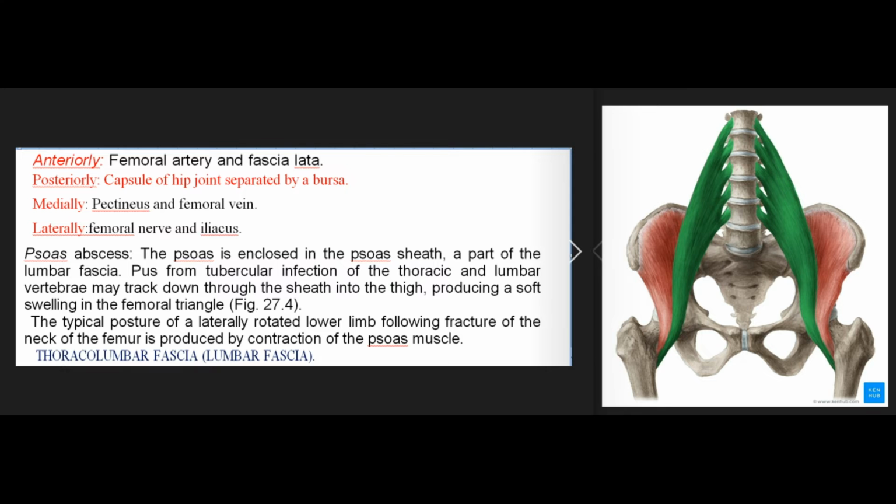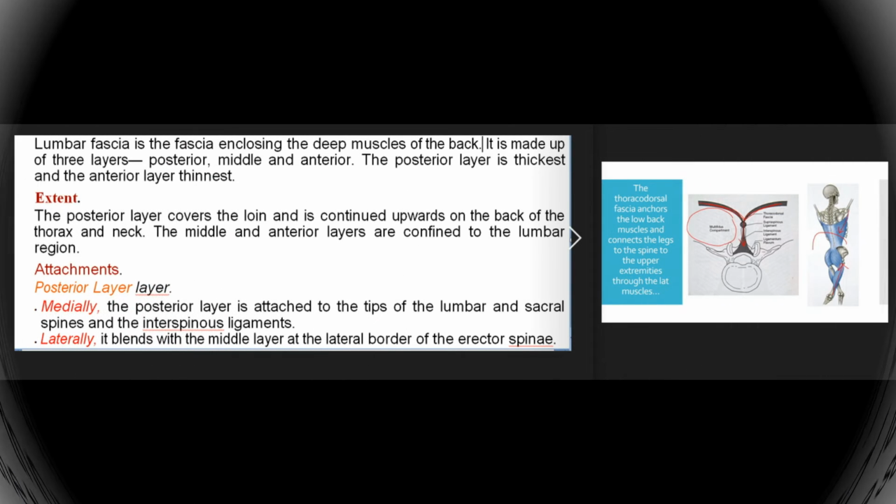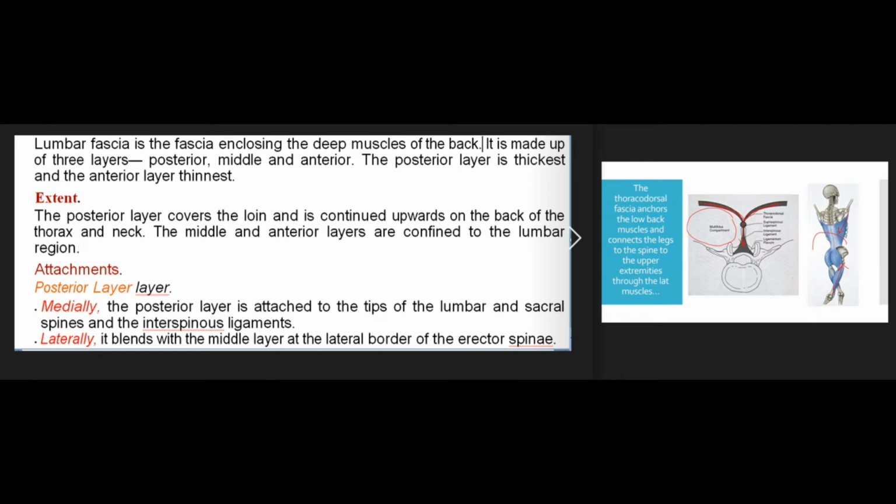Thoracolumbar fascia, lumbar fascia. Lumbar fascia is the fascia enclosing the deep muscles of the back. It is made up of 3 layers: posterior, middle, and anterior. The posterior layer is thickest and the anterior layer thinnest. Extent: the posterior layer covers the loin and is continued upwards on the back of the thorax and neck. The middle and anterior layers are confined to the lumbar region.